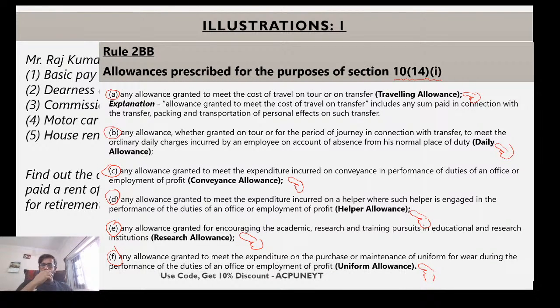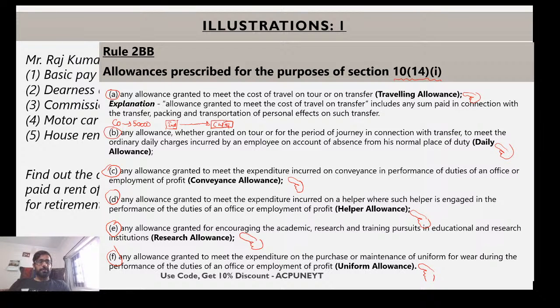So what are traveling allowances? Traveling allowances are basically, let's suppose, as I have told you, you are going for a meeting from India to another country. Is it clear? Now what is your company doing? Company is giving you an allowance of rupees 50,000. What is the company asking you to do? Asking you to book a ticket for India to China, then China to India.